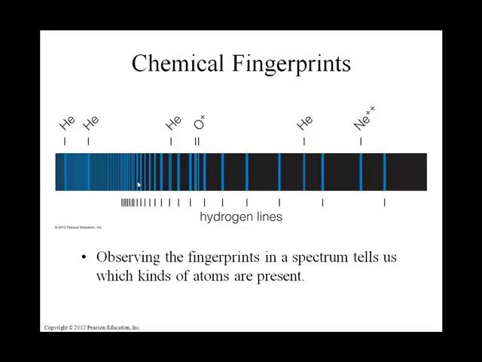So for instance, this is looking at information we can get from a star. And in this star, by these key spectral lines, we can identify that we have the element helium. We have actually ionized oxygen. This little O plus means that it has lost an electron and it's a cation. We have helium. This is indicating presence of helium. This is indicating the presence of a neon that's lost 2 electrons.